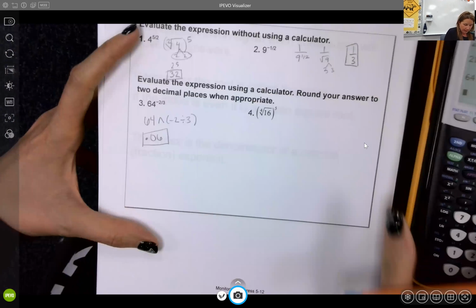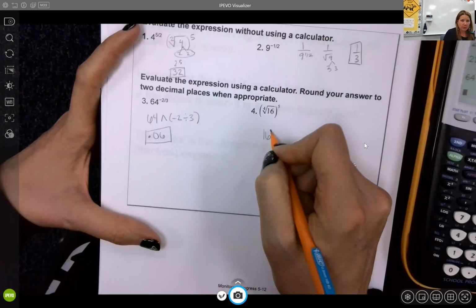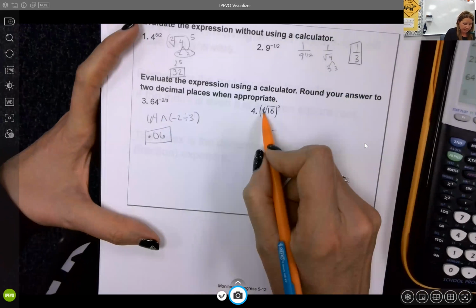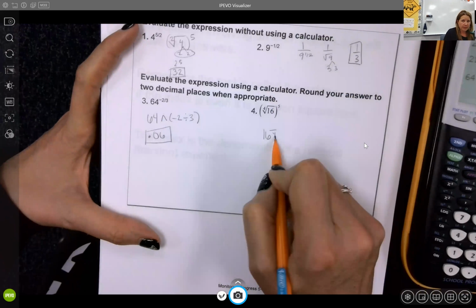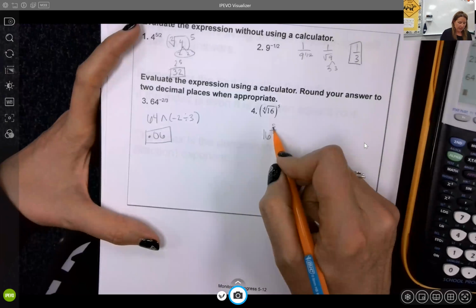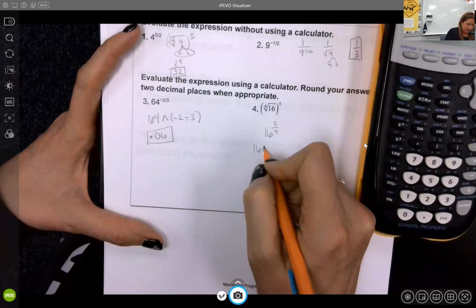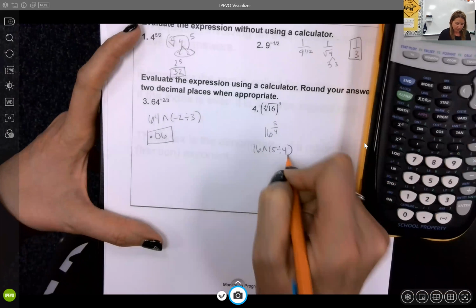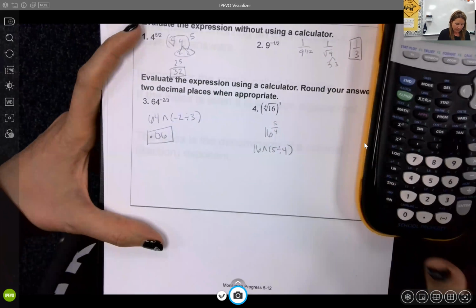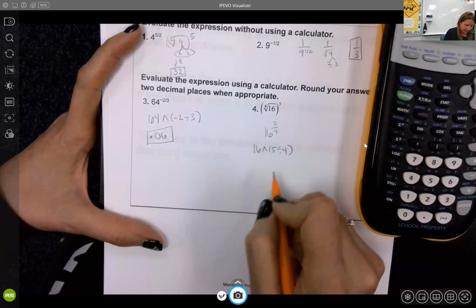Okay, here I have to put it in the calculator, so I'm going to first change it to a power. So the 4 is the denominator. Remember, the denominator always goes in the root. Okay, and then 5 is the power. So I'm going to put 16 caret 5 divided by 4, and we get 32.